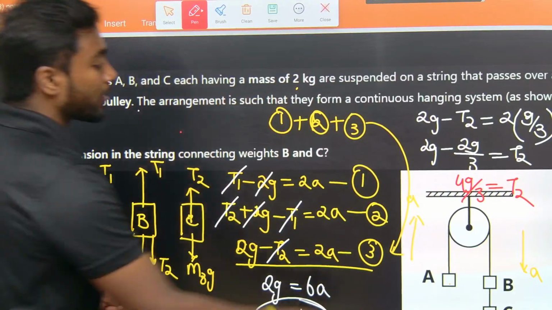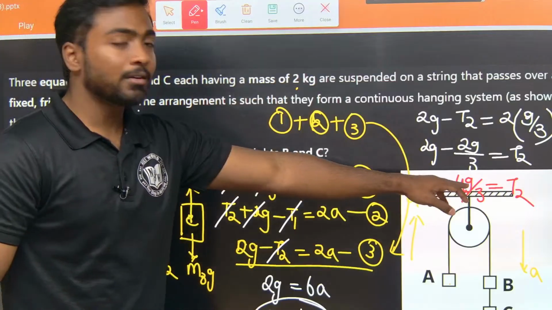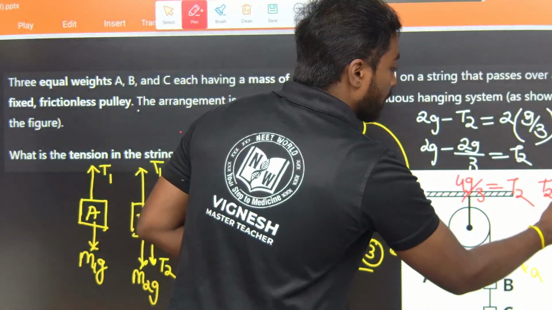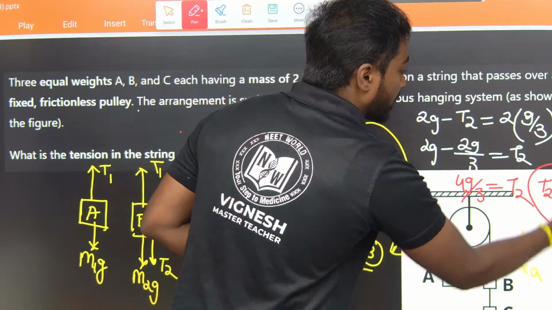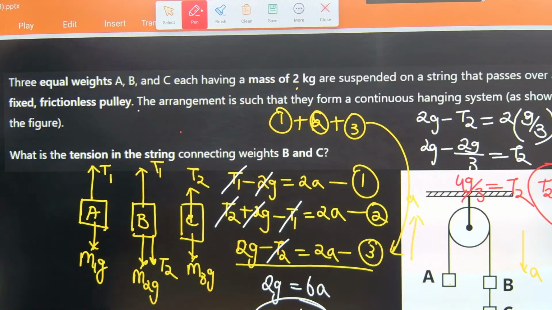If I take G as 9.8, or if they have mentioned you can take 10, you can take it as 10. So T2 will be equal to 40 by 3. This is the answer for this question.